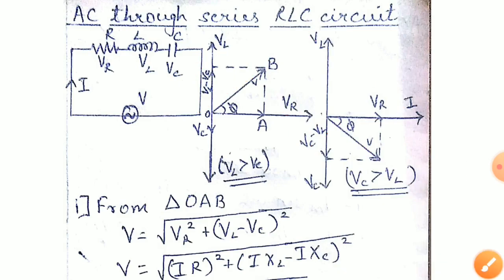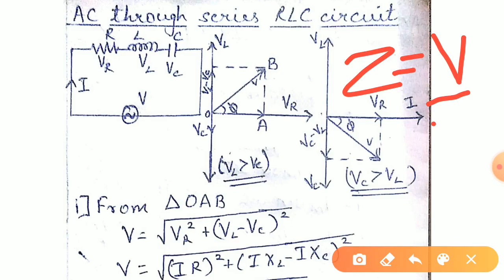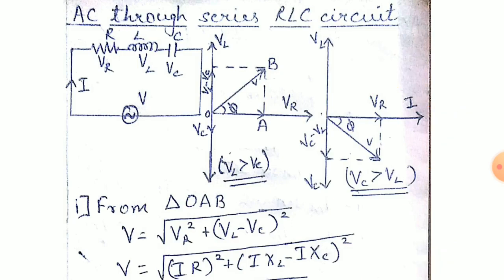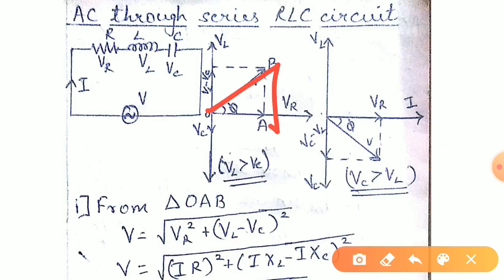For such circuits, if we need to find out the value of impedance, that is Z, which will be equal to V by I, how are we going to find it? Let us consider this right angle triangle and apply the Pythagoras theorem. For the right angle triangle, we will have hypotenuse square, that is V square, equal to base square VR square plus height square VL minus VC the whole square.